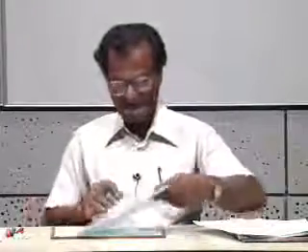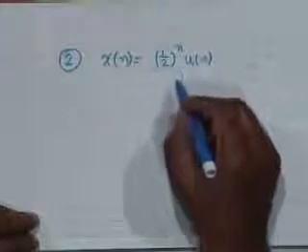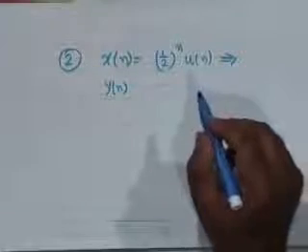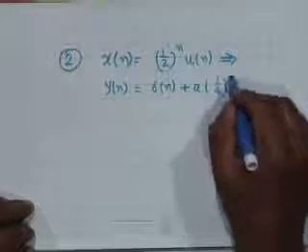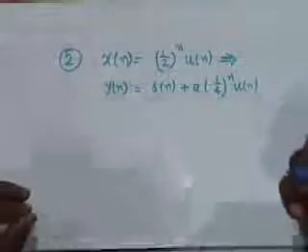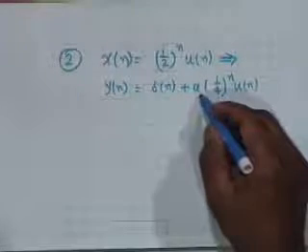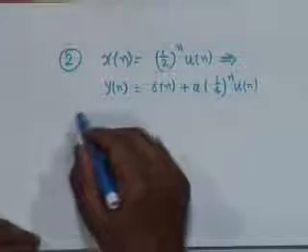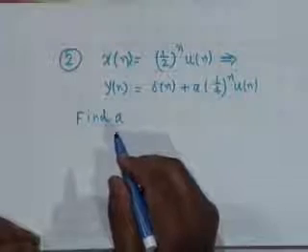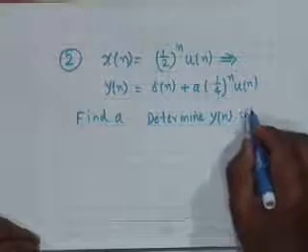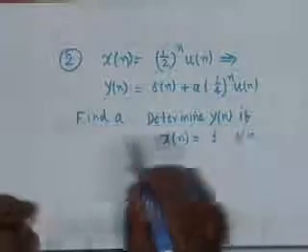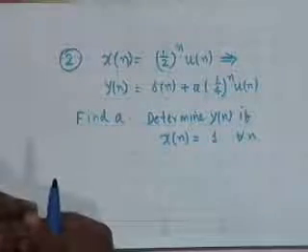And the second condition that is given is that if x of n is half to the n u of n, then y of n equals delta n plus a times 1/4 to the power n u of n, which simply gives you a form for H of z in terms of an unknown constant a, and therefore the question is find a. That's the first part of the question, and the second is to determine y of n if x of n is equal to 1 for all n. All right, it's a 1 for all n. It's not u of n. It's 1 for all n.